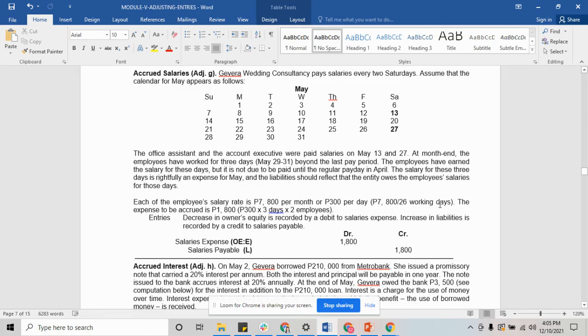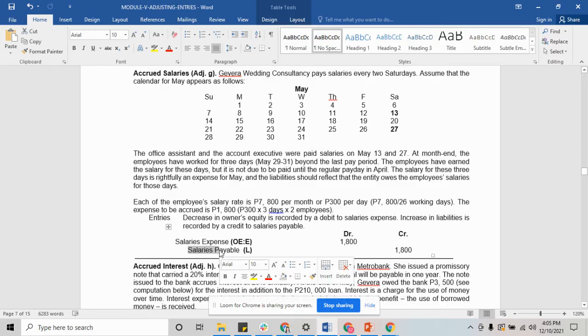7,800 divided by 26 working days. The expense to be accrued is 1,800, which is 300 times 3 days, which is the 29th, 30th, and the 31st, times 2 employees kasi dalawa sila. Paano mo siya i-record? Debit salary expense, 1,800 kasi salary siya ng May, and credit salaries payable, 1,800.